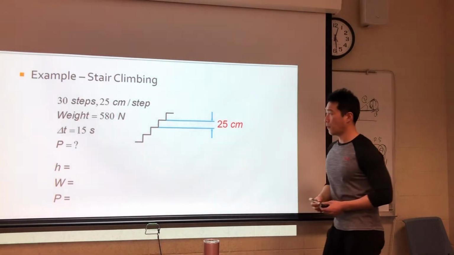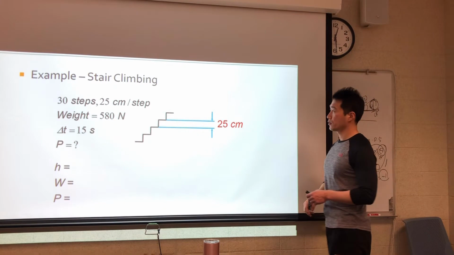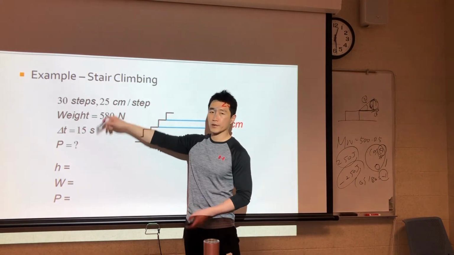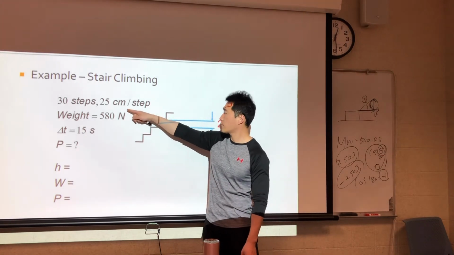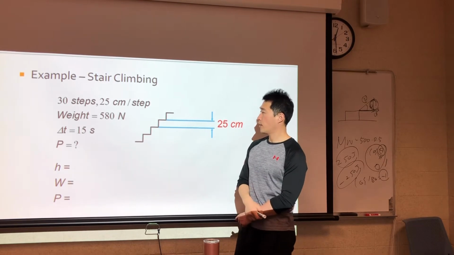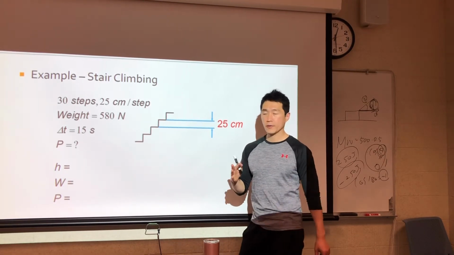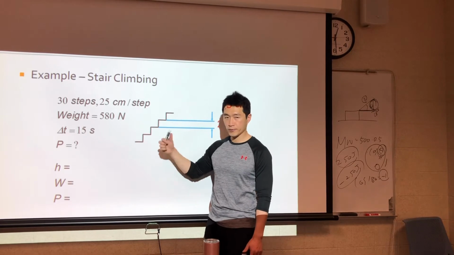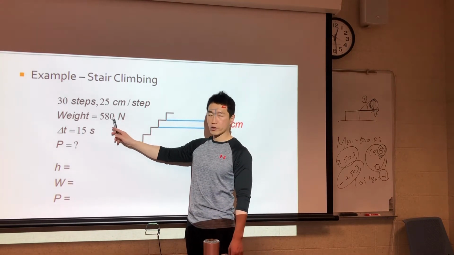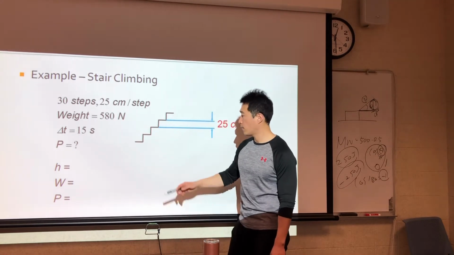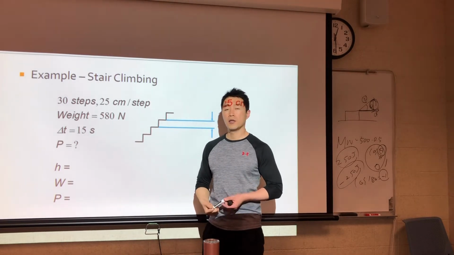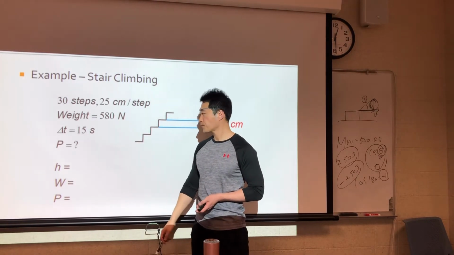An example of power, from your textbook, is stair climbing. The total number of steps is 30 steps here, and the height of each step is 25 centimeters. The participant who is climbing up the stairs has a body weight of 550 Newton. The time taken from the bottom to the top of the stairs is 15 seconds. And then I need to calculate the mechanical power.